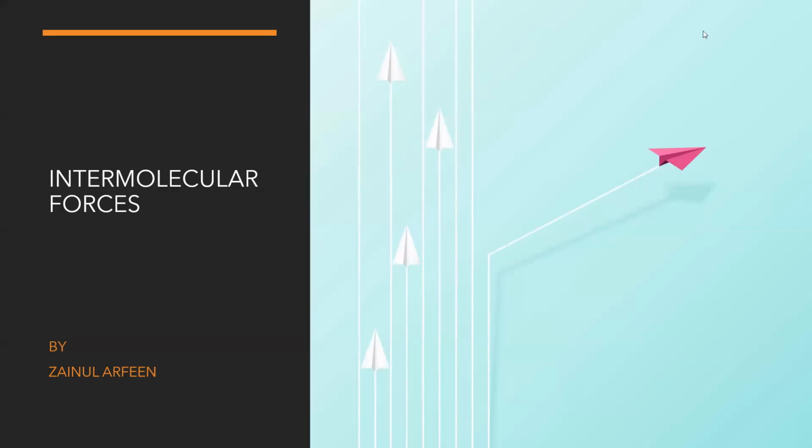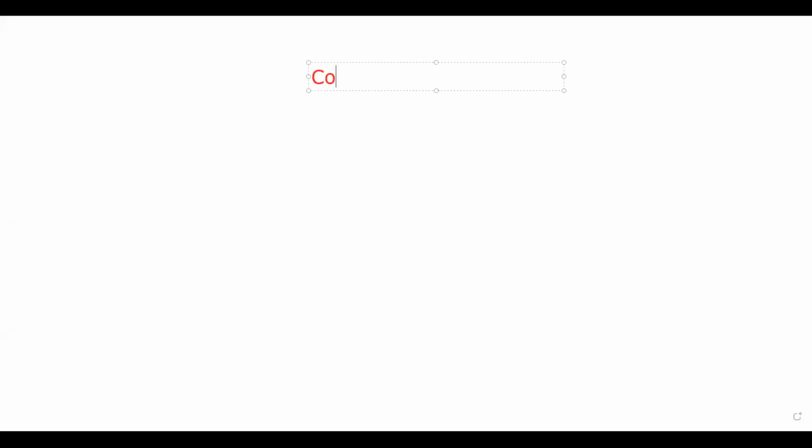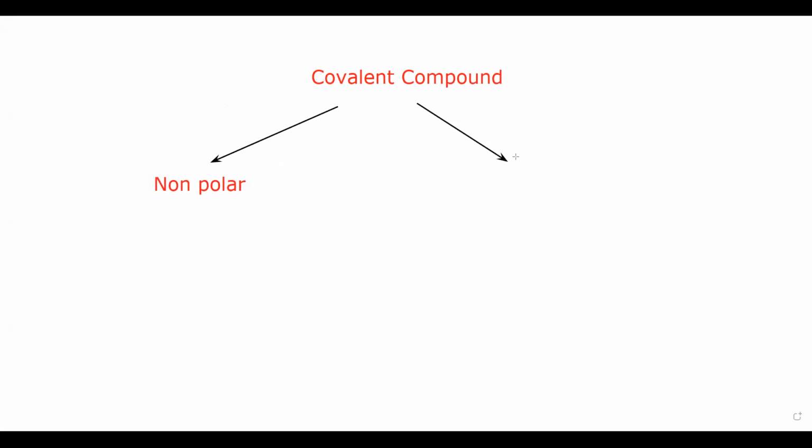as we know, a covalent substance or a covalent compound can be a non-polar covalent compound, means not affected by electric field, and it can be a polar covalent compound. A polar covalent compound is affected by electric field, or electric field affects the compound.